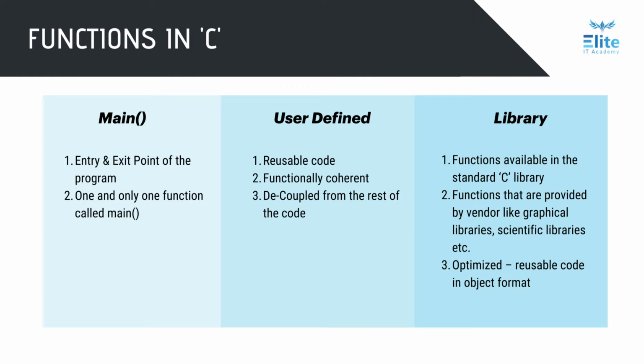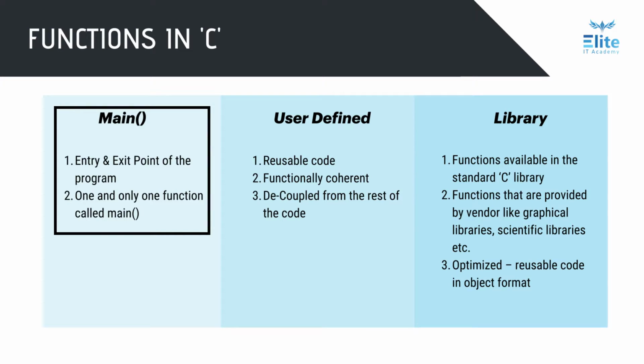Overall, we break functions into three types. The first is the function main. The main function is the entry and exit point of a C program. Every C program starts execution with the first statement of the function main and exits after the function main returns. A C program can have one and only one main function across all source files.